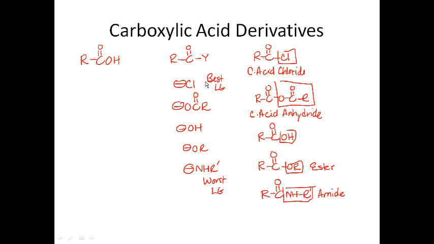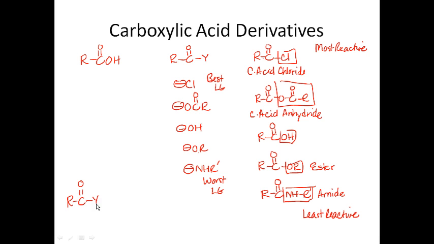So I've ordered these Y groups from best leaving group to worst leaving group. And one of the things that we're going to see here, and we actually already have seen, is that these carboxylic acid derivatives are ranked from the most reactive, being the carboxylic acid chlorides, to the least reactive, being the amides. And you may say, well, most reactive and least reactive in what reaction? Here's the reaction I'm talking about.